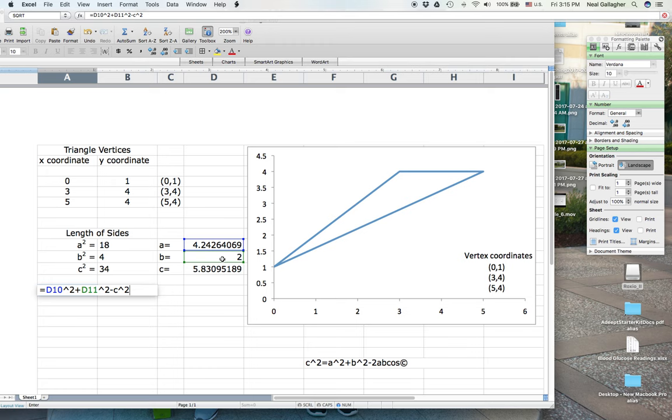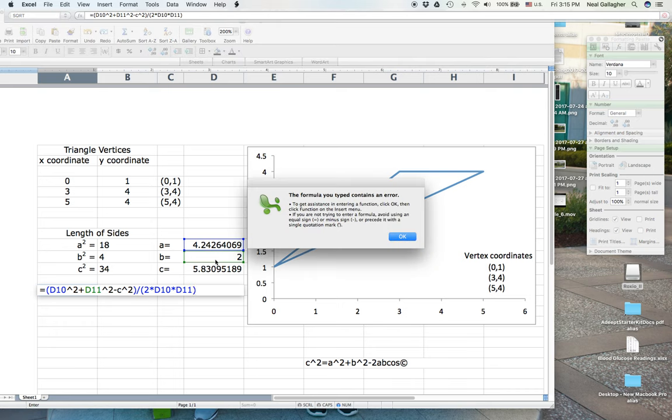So let me put this in parentheses, and then parentheses here, divided by parentheses 2 times A times B. There we go. Hit return. Let's see what we get. Formula contains an error. Well, that's the story of my life.